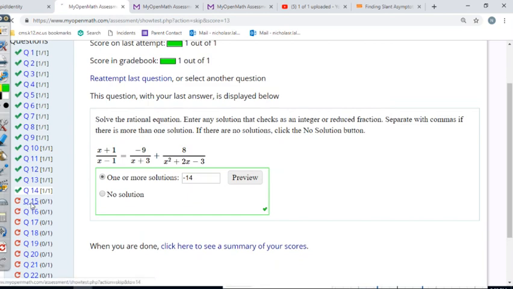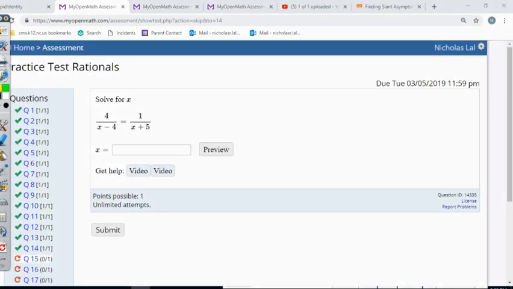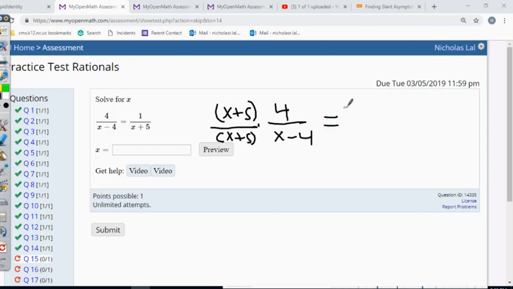All right, question 15. Solve for x. 4 over x minus 4 is equal to 1 over x plus 5. Get a common denominator. 4 over x minus 4 times x plus 5 over x plus 5 is equal to 1 over x plus 5 times x minus 4 over x minus 4.